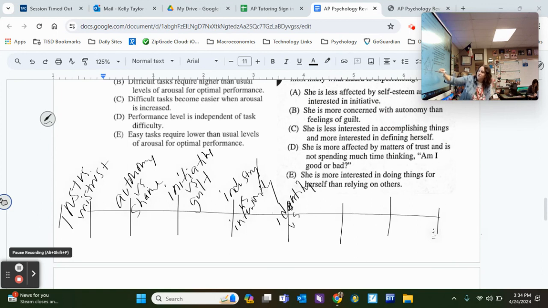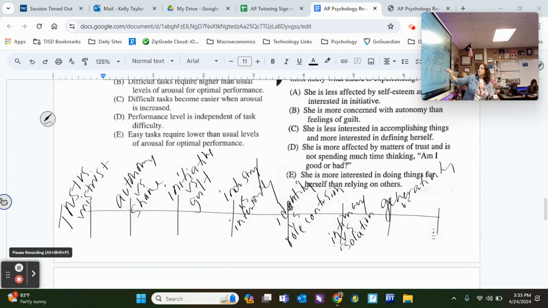Identity versus role confusion. I think that's like that mindset. Intimacy versus isolation. Industry is like school. Industry versus what? Inferiority. Oh, that's my bad. Like this area right here has never been clearer. Intimacy versus isolation, generativity versus stagnation, and integrity versus despair.